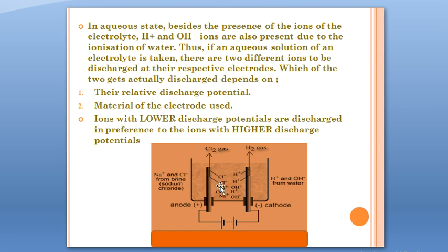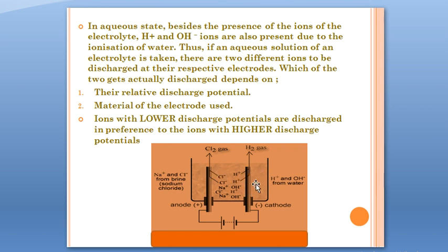कौन सा discharge होगा? There is a competition. That competition is mainly decided by their relative discharge potential. दूसरा factor भी affect करता है material of the electrode, but mostly it depends on the first one. What is the relative discharge potential? And it has been studied when there are two ions present near the electrode, ion with lower discharge potential will be discharged in preference to the ion with higher discharge potential.